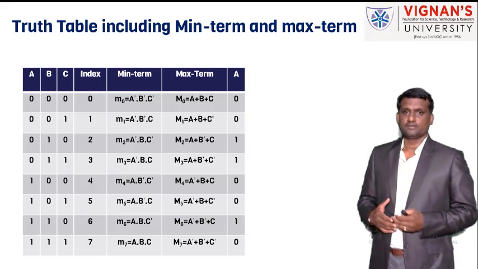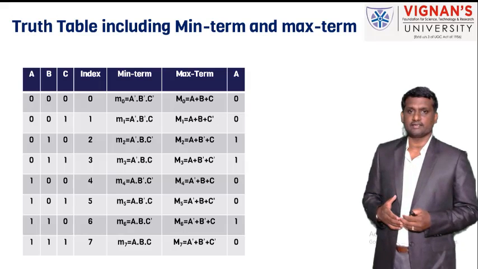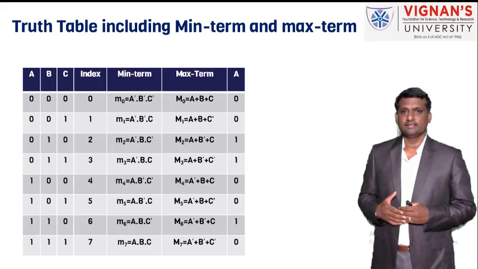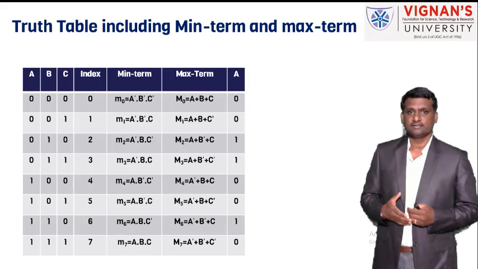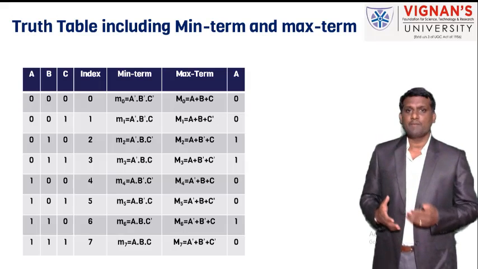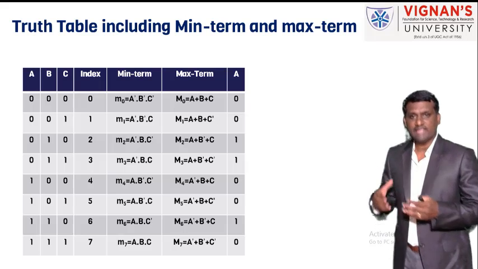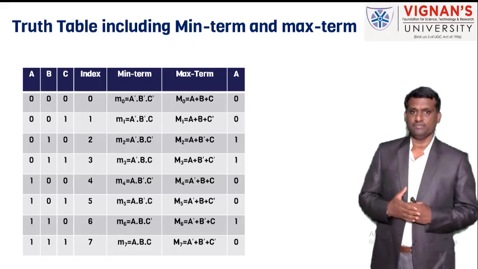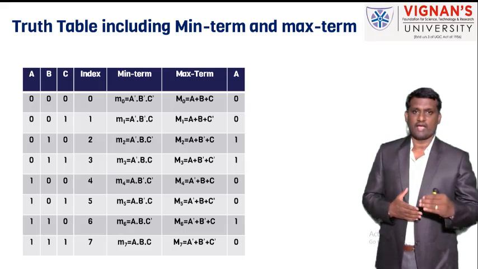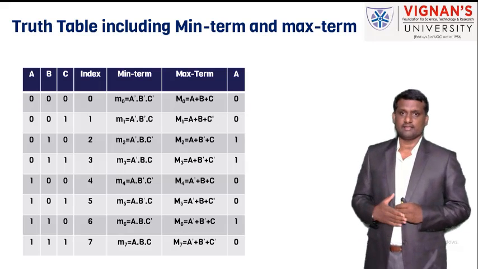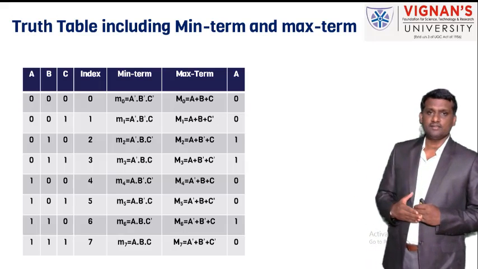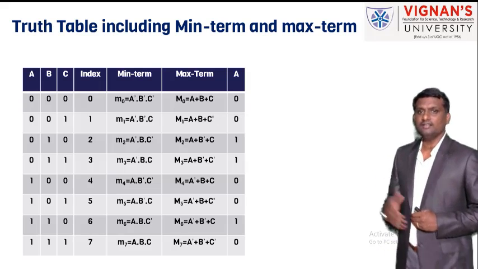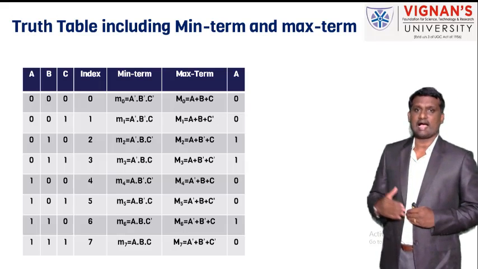So suppose you want to represent the min term combination for the index 0, that is the product term A bar, B bar, C bar. If you want to represent the same term as a max term, that is nothing but a sum term, A plus B plus C has to be used. Like that, the min terms and max terms representation for all the 8 combinations are listed in the table.